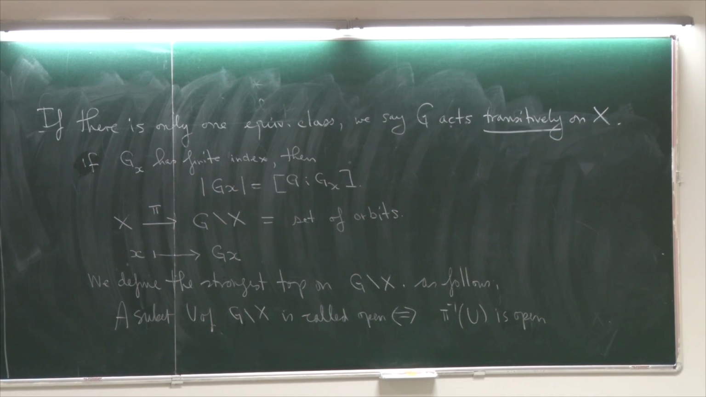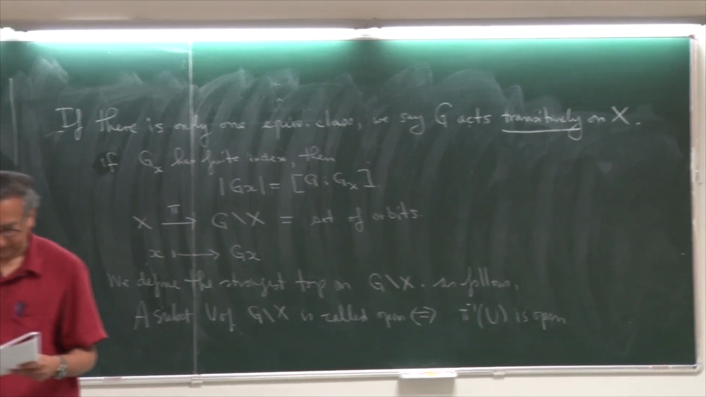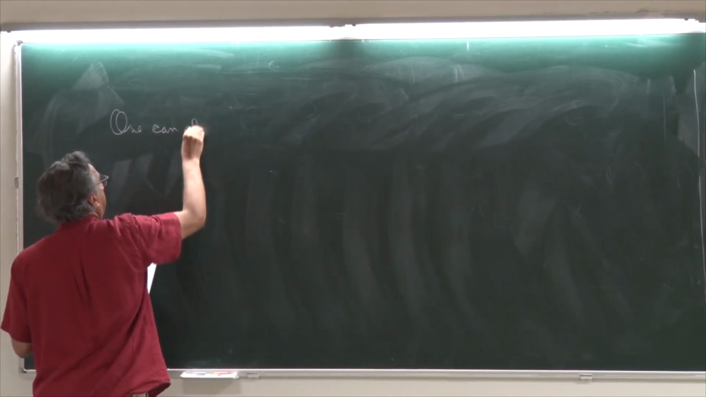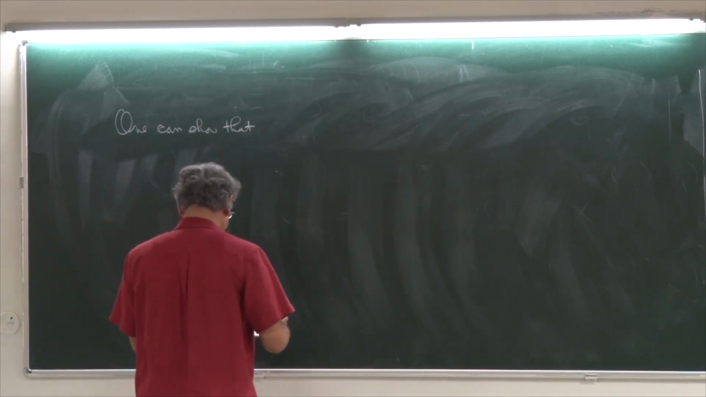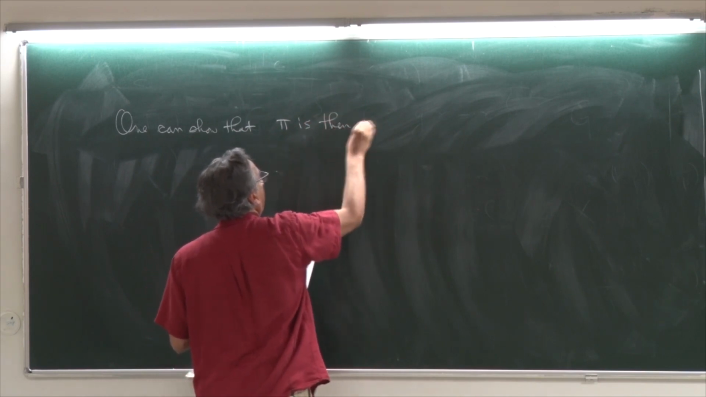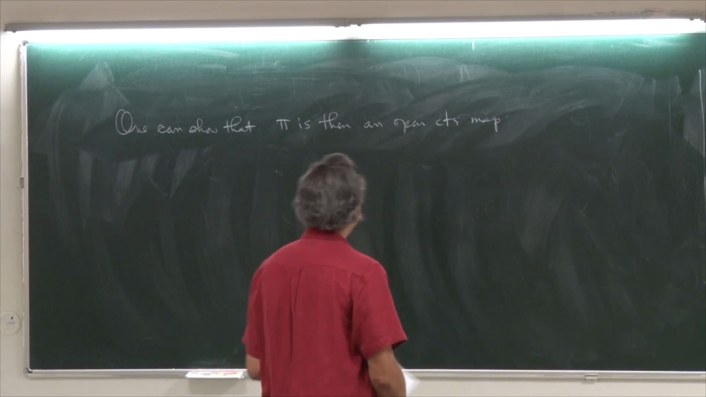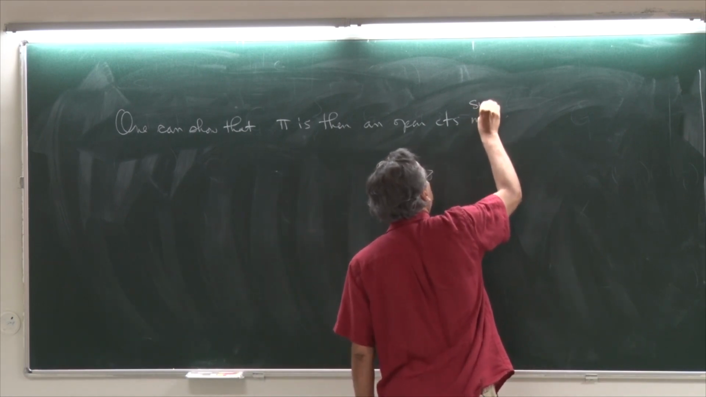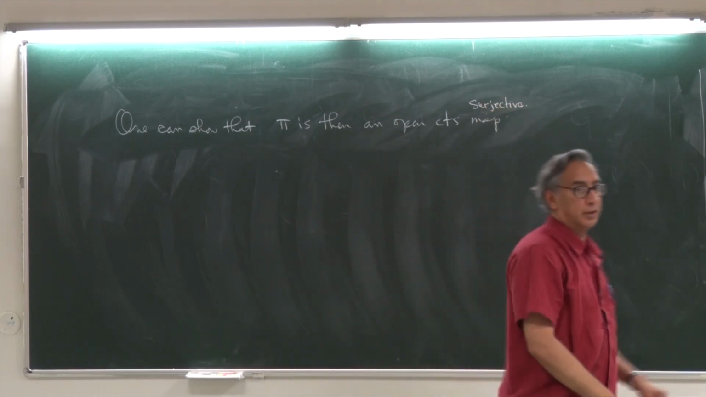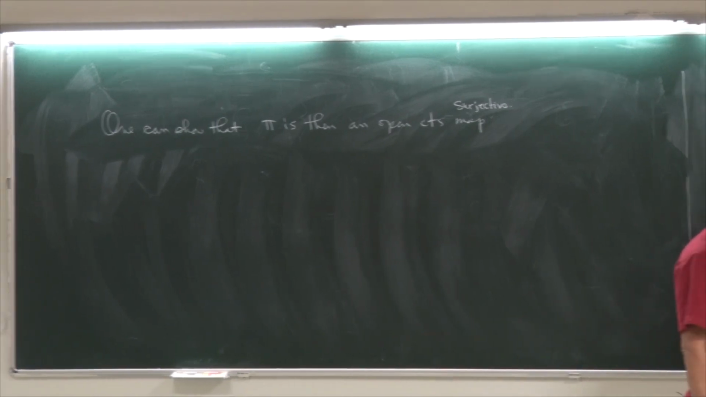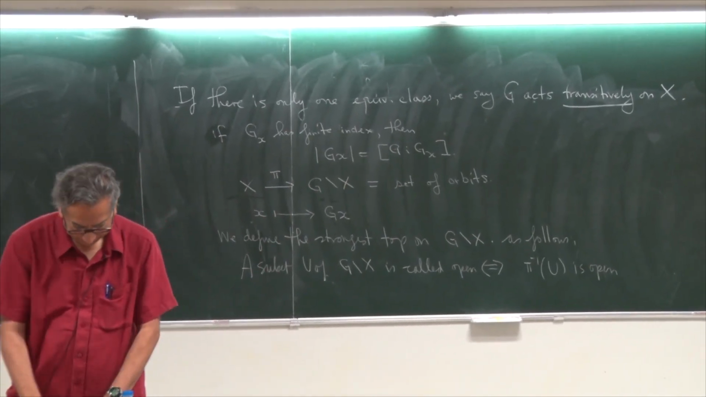So this gives rise to a topological space of orbits. The orbits can then be topologized, and we get the advantage of doing topology. We can talk about continuous functions. One can show that pi is then an open continuous map, that is, taking open sets to open sets in that space. And not only that, it's open, continuous, and surjective. So starting from a group acting on a set, if X is a topological space, I can topologize the orbit space by using this natural idea.